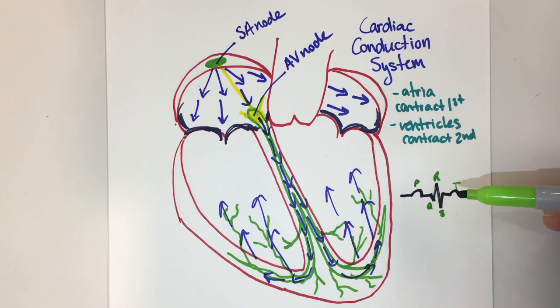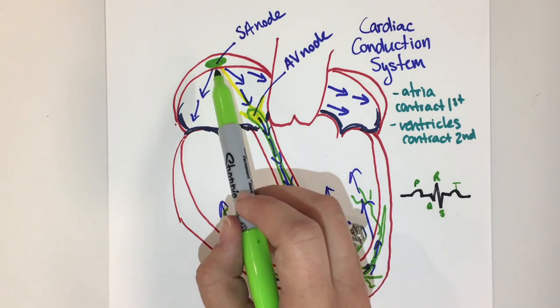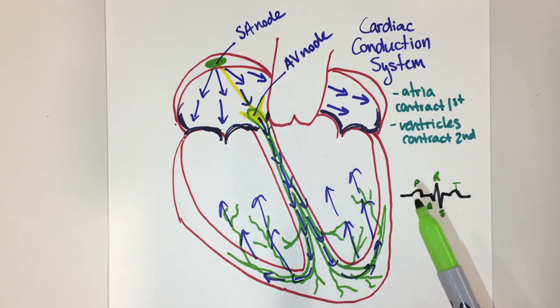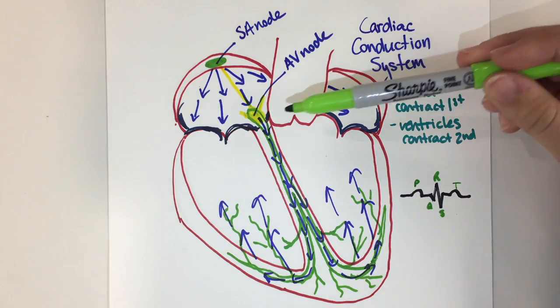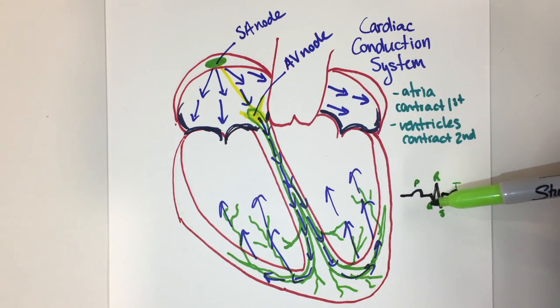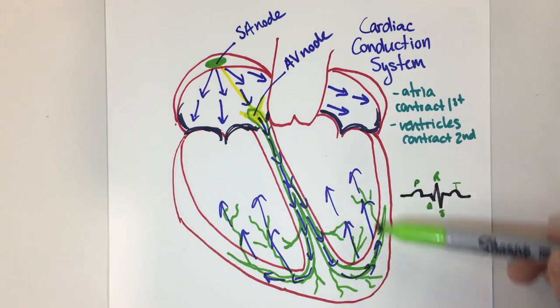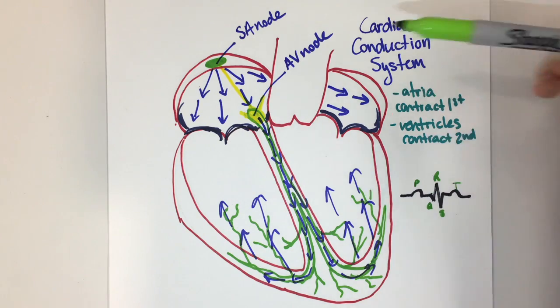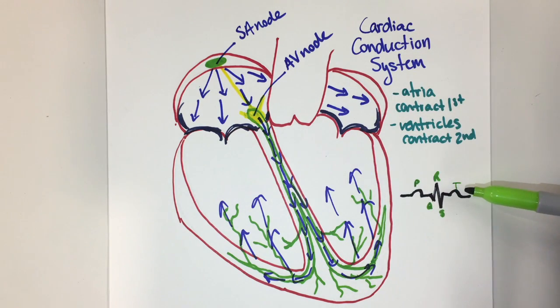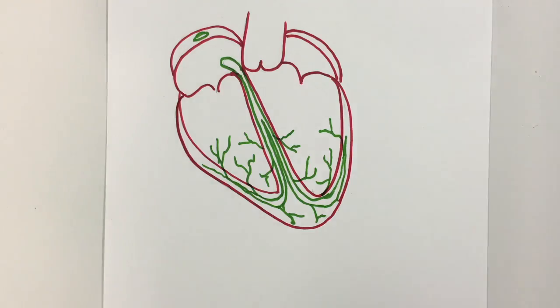Then the PQ segment is the signal traveling through the atria, causing it to contract. The Q wave is where the signal moves through the AV node and down the bundle branches, and the R and S waves show the initial left and right ventricular contraction, which continues through the ST segment. Finally, the T wave is ventricular relaxation.